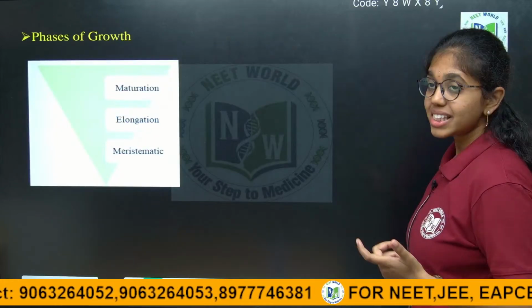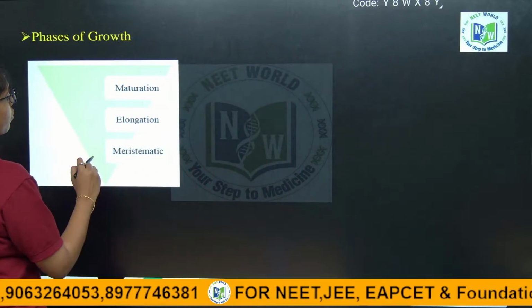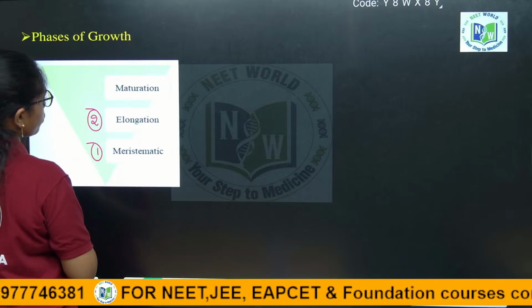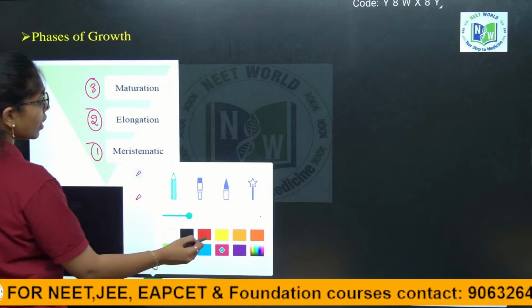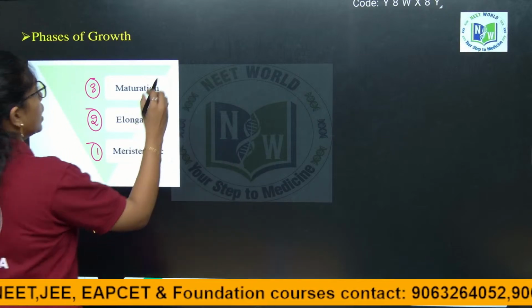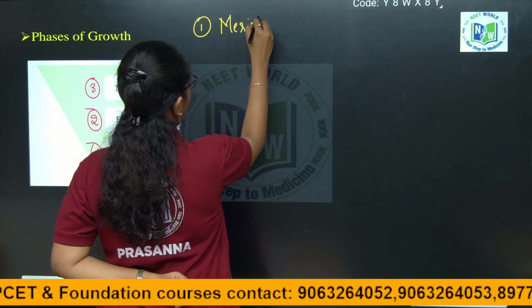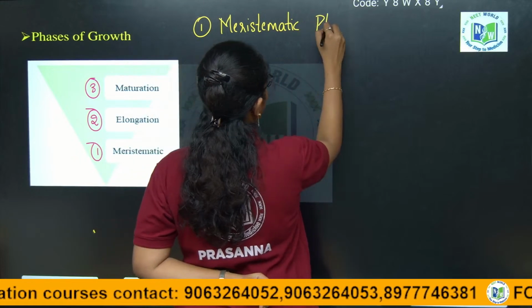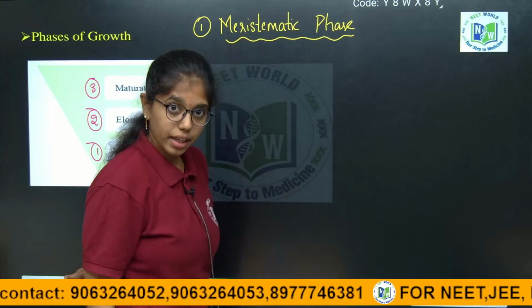Then next it comes with phases of growth. There are three phases of growth. First is the meristematic phase, second is the elongation phase, and third is the maturation phase. If you look into the first, that is the meristematic phase. How will cells be in the meristematic phase?